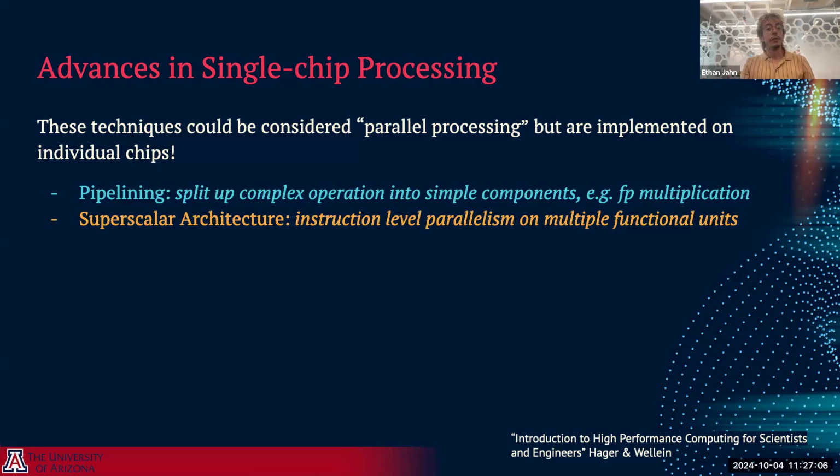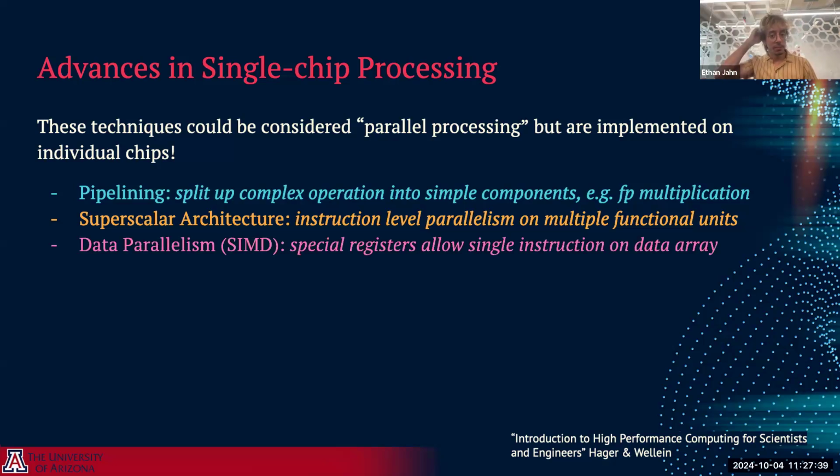There's this idea of superscalar architecture, which gives instruction level parallelism on multiple functional units. So we talked previously about how a CPU might have multiple functional units, a functional unit being an arithmetic unit or a logic control unit. So having multiple functional units enables instruction level parallelism on a very low level. This is oftentimes something that's handled by the compiler and is invisible to the programmer, but it's important to be aware that it exists.